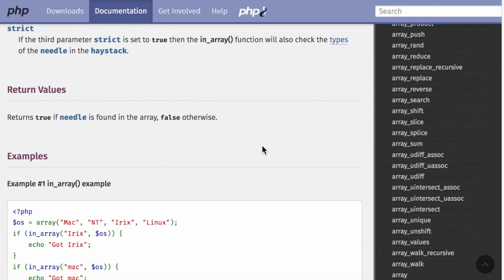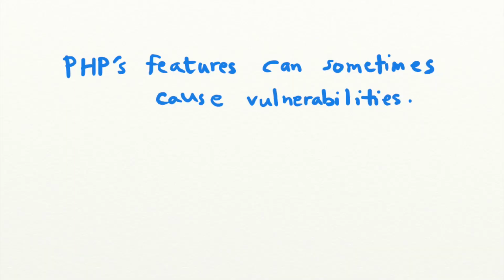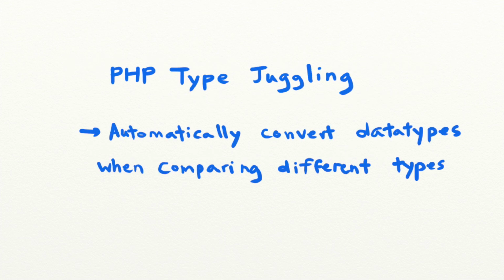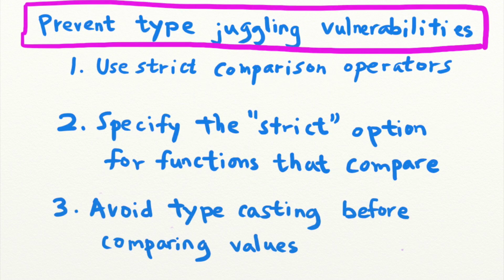PHP is a great language that is flexible, convenient, and easy to get started with. But this flexibility came at a cost. There are many features of PHP that can lead to vulnerabilities if the developer is not careful. Type juggling is one of those features that have the potential to create critical vulnerabilities. So be extra careful when comparing values and always understand how your program is doing so.